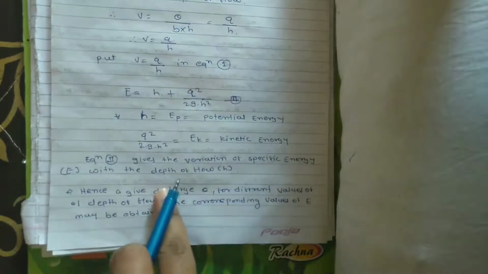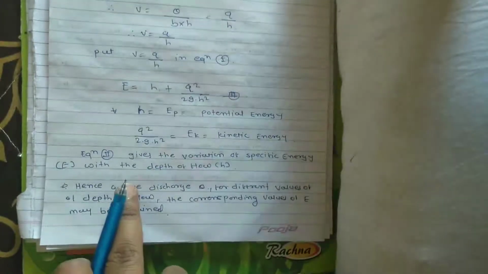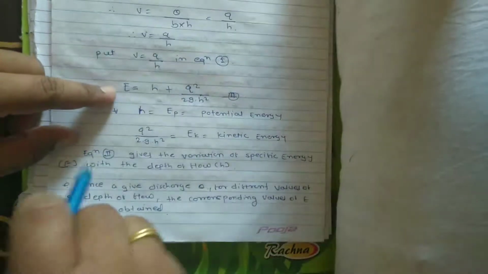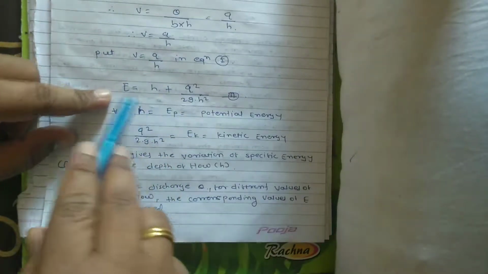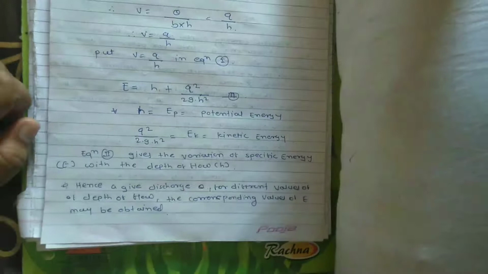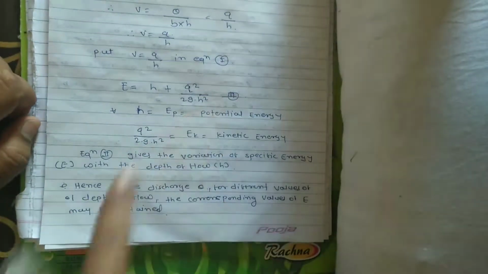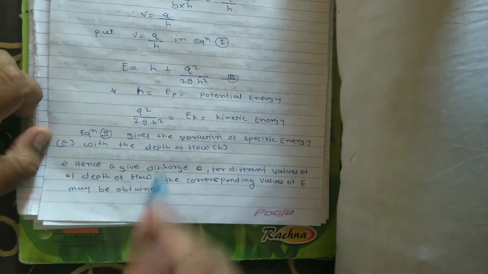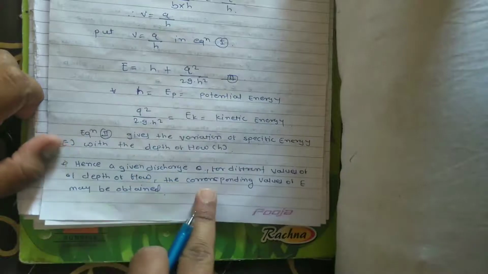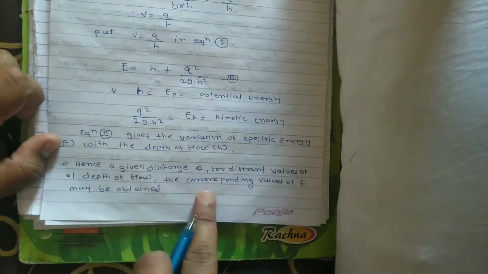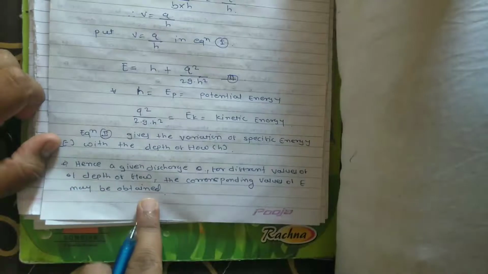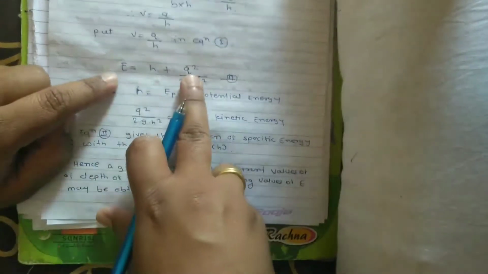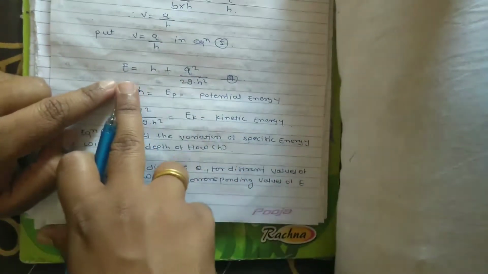Now this equation number 2 gives the variation of specific energy with the depth of the flow. If you vary this H, the depth of the flow, we'll get the specific energy variation from this equation number 2. Hence, for a given discharge Q, for different values of depth of the flow, the corresponding values of E may be obtained. Means for different values of H, for a given discharge Q, we can obtain different values of E.